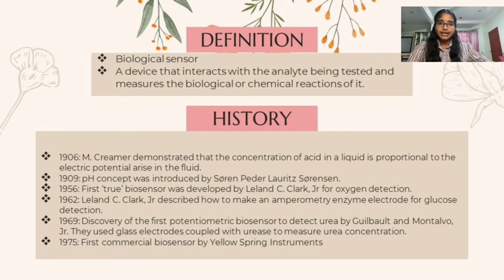In 1969, Gilbert and Montalvo, Russian scientists, were able to develop biosensors that could detect urea content in soil samples. In 1975, Yellow Springs Instruments produced the first ever commercial biosensor. It was a pen-shaped single-use electrode to detect glucose content in the human bloodstream. Since then, a lot of developments have been made in terms of creating more efficient biosensors.